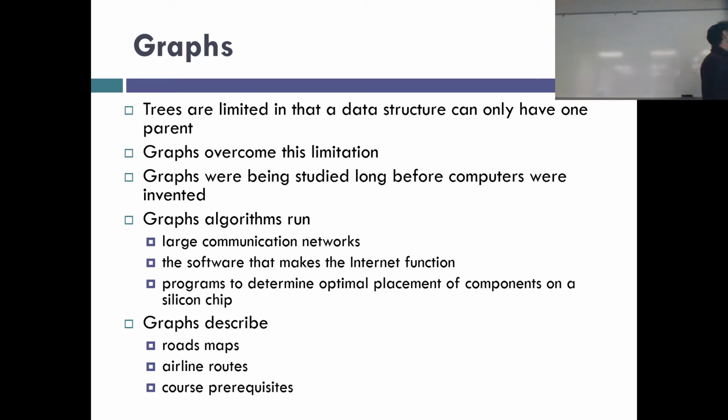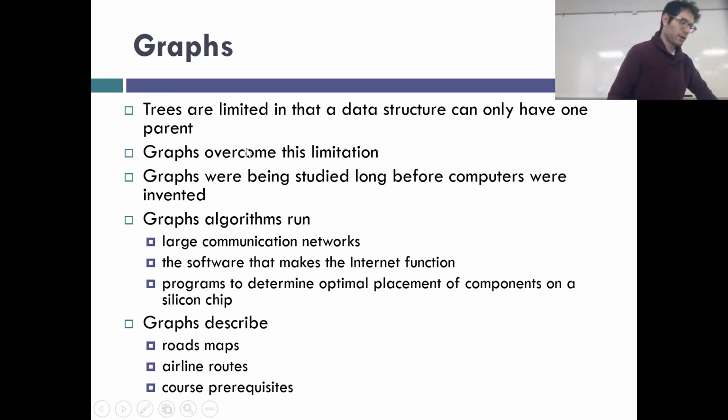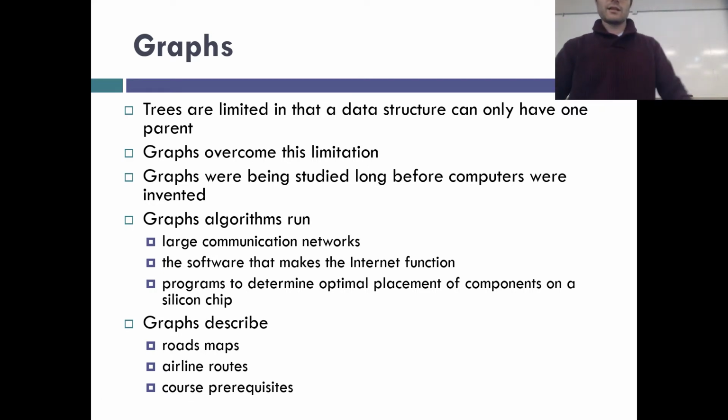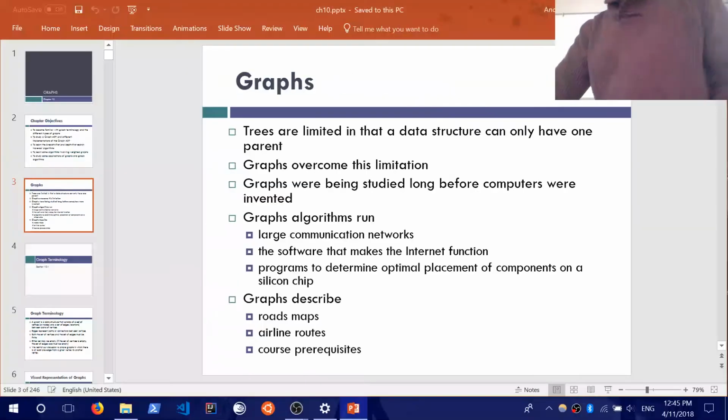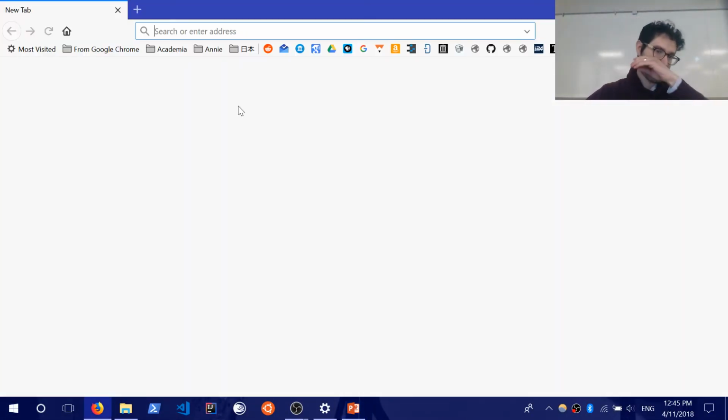So trees are limited in the fact that you have only one parent. Trees are a type of graph. Graphs don't have parents or successors. We just say they have neighbors or adjacent nodes. Graphs overcome this. They're a much more abstract kind of thing, so they were being studied a while ago. The most famous old graph problem is the bridges of Königsberg.